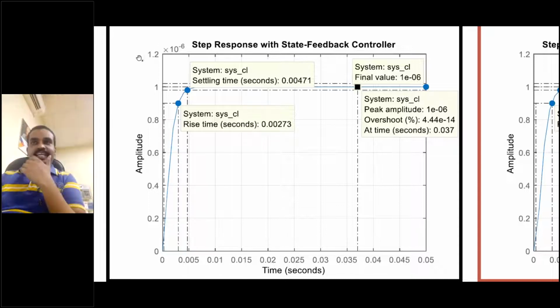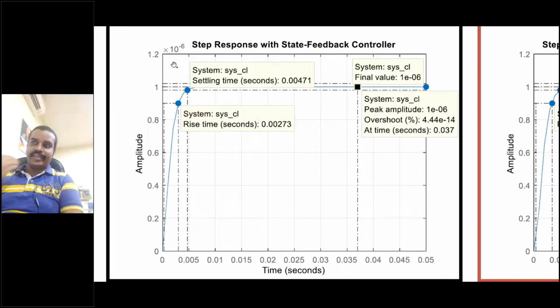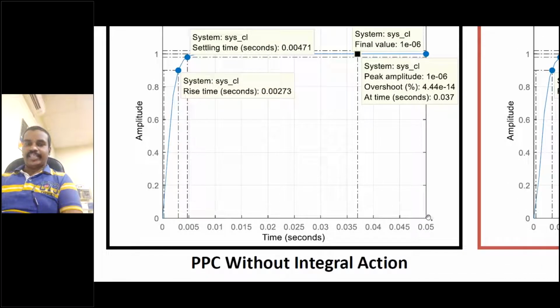Only my steady state error is not going to 0, which is very important, as it is one of my desired specifications. Here the steady state error is 100% because I want to go to 1, but it is going to 0.0000112. That is a very small value which you can neglect, which you can say is 0. So this is without integral action.